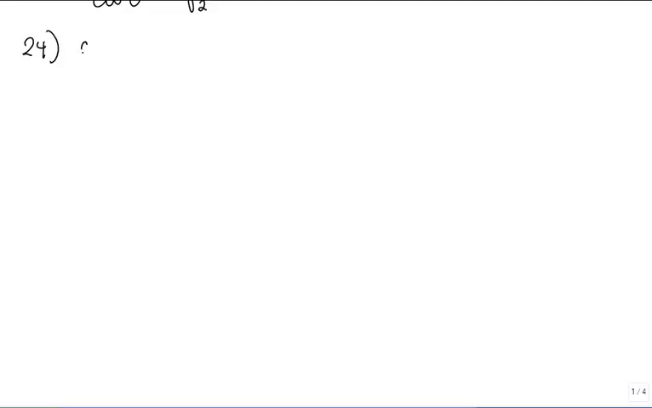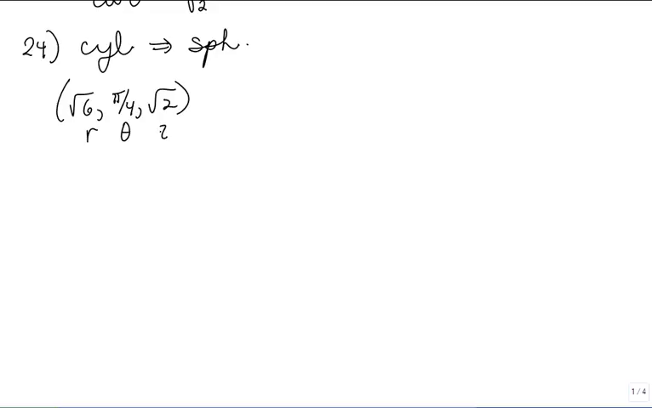24. I want to go from cylindrical to spherical. So I have square root of 6, pi over 4, square root of 2. I have r, I have theta, I have z. Okay, x squared plus y squared equals r squared. So x squared plus y squared equals 6.